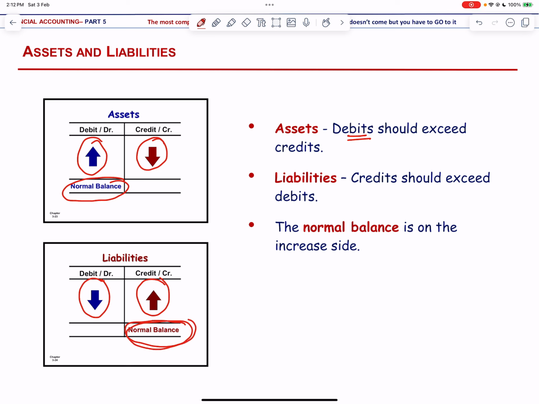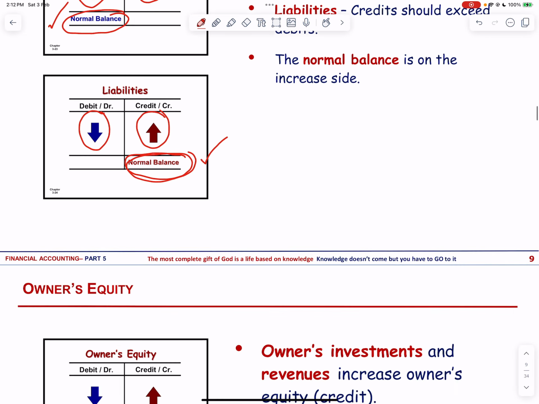So for assets, the normal balance is debit. For liabilities, the normal balance is credit.